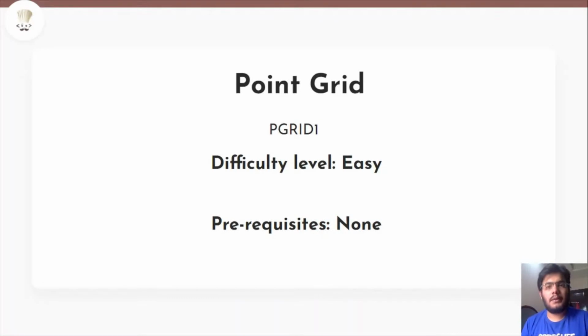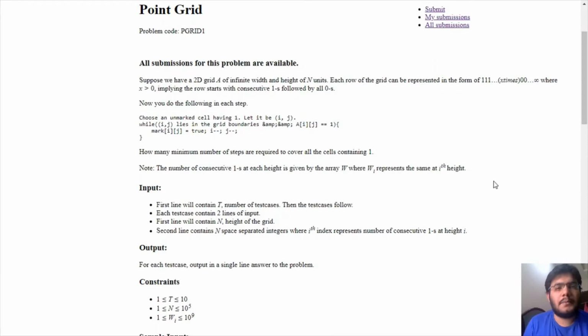Today we have the problem named Point Grid, which is an easy level problem. Also, there are no such prerequisites to solve this. So let us see what the problem has to say.